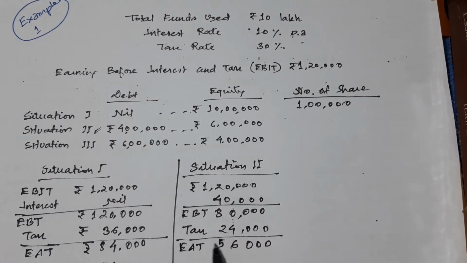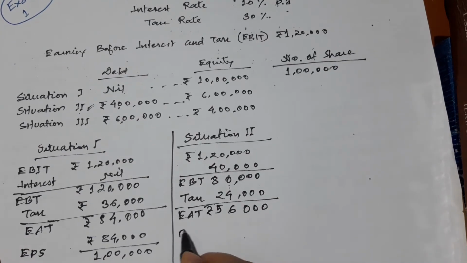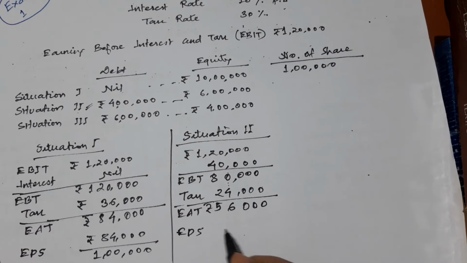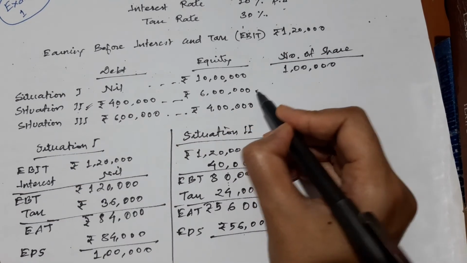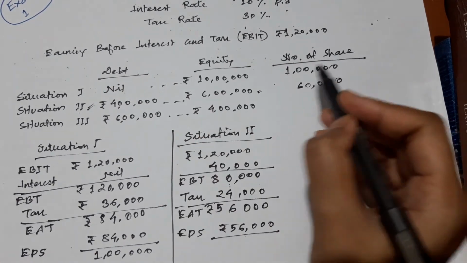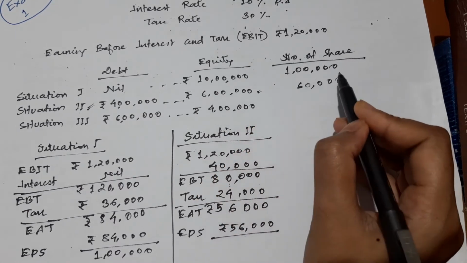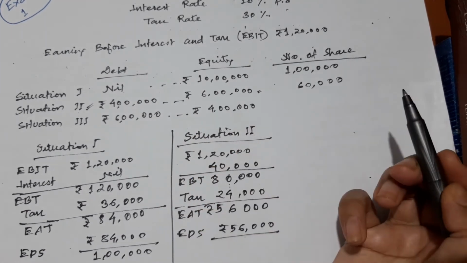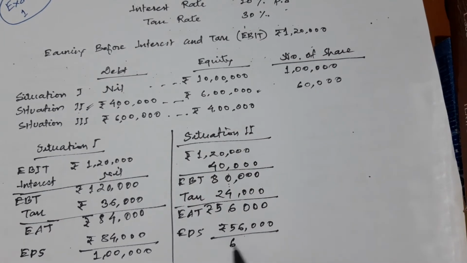Earning after tax is rupees 56,000. Now in this case, EPS is 56,000 divided by total number of shares. Here you see total number of shares is 60,000. As I said, you need to divide the amount of equity capital by the price of share. Price of share was 10 rupees. So 6 lakhs divided by 10, so it is 60,000 shares.